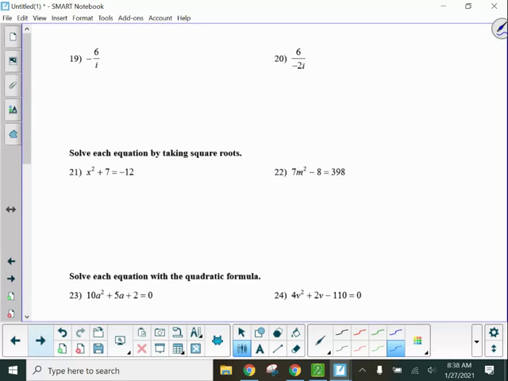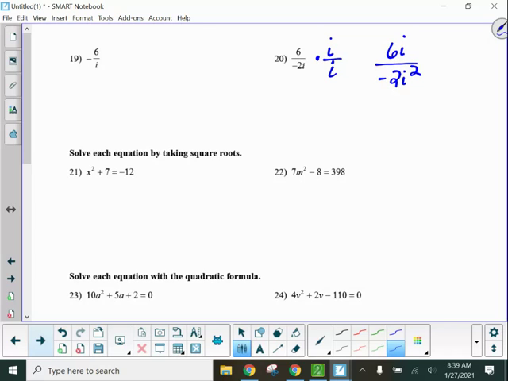And so now we're on the last page here. 19 and 20, these ones are division. It's not proper to have an i in your denominator, so that is something you have to work with. So you're actually going to multiply by i over i. So that's going to turn our question into 6i over -2i squared.